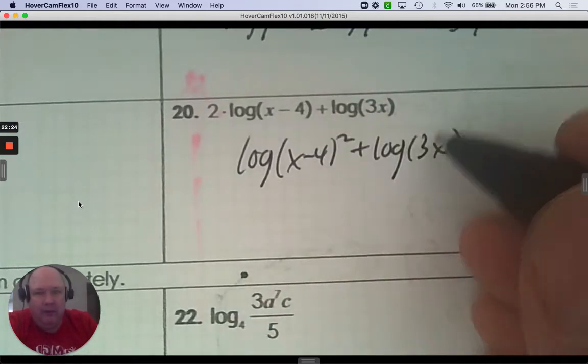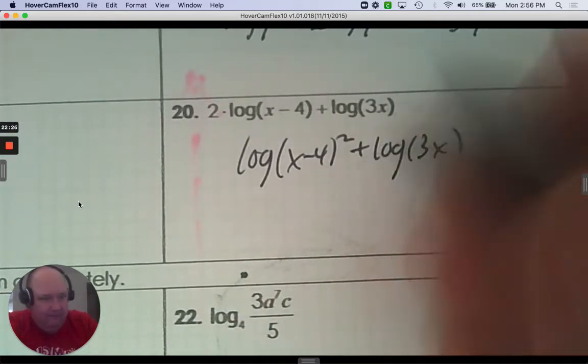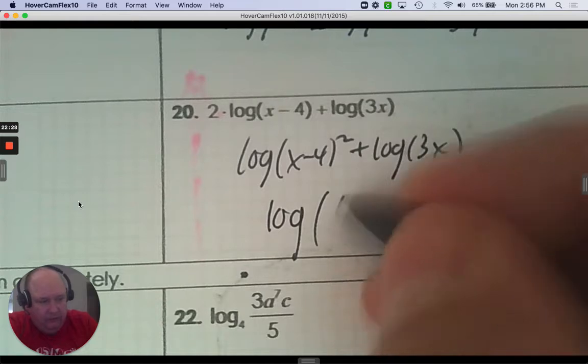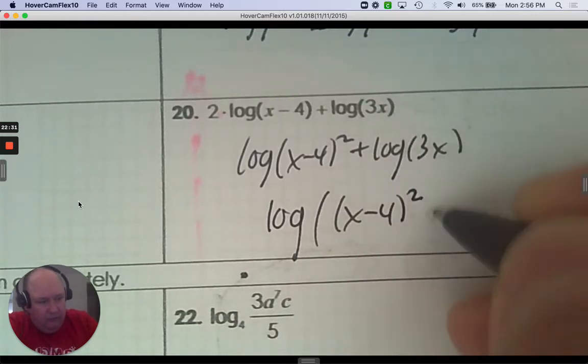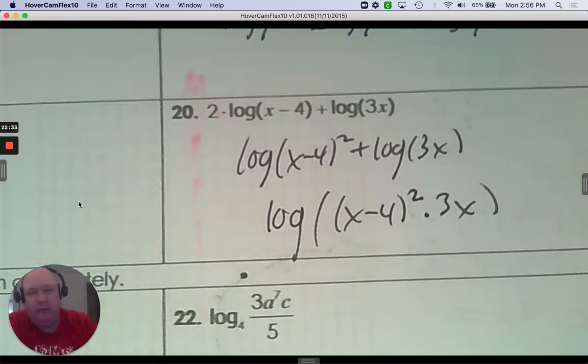Number 20, the 2 is an exponent for x minus 4. And then when we write it together, I'm going to multiply it. I'm not even going to expand it. So (x - 4) squared times 3x, and it's written as one logarithm.